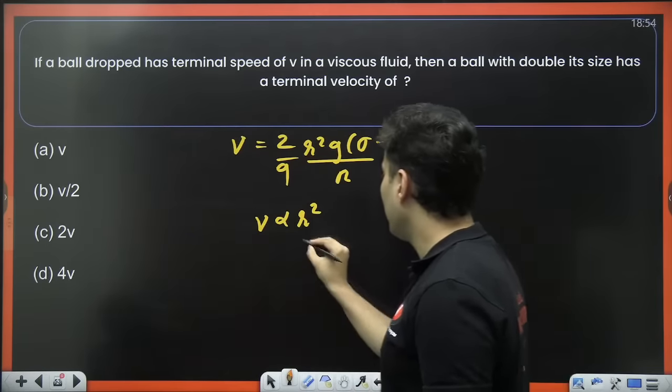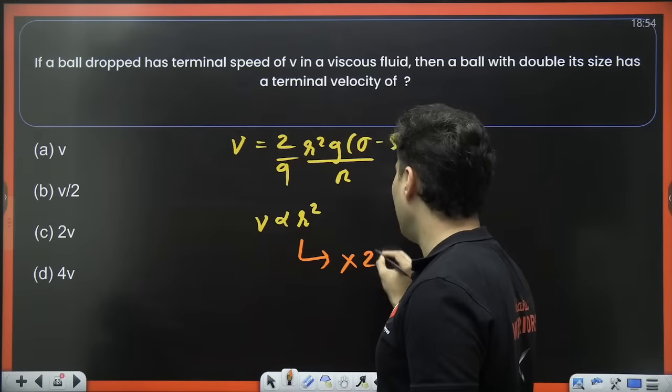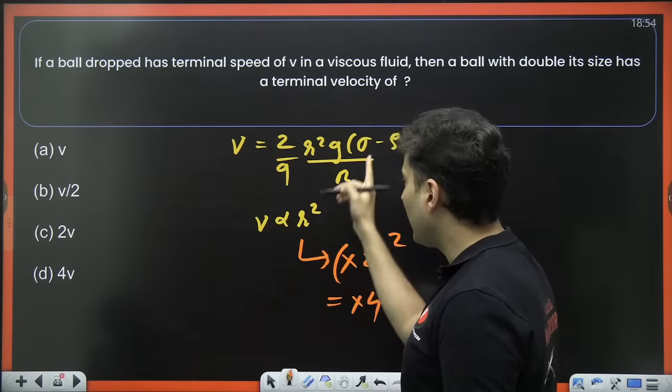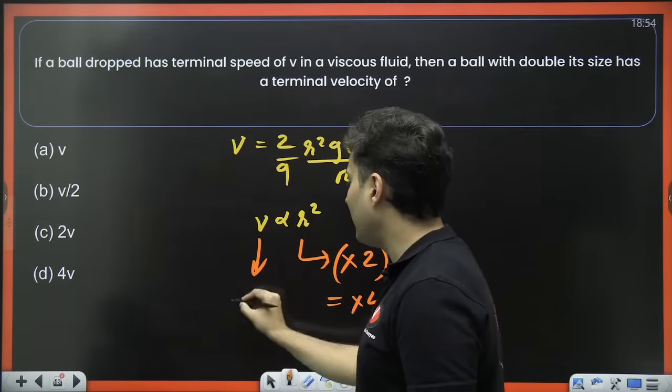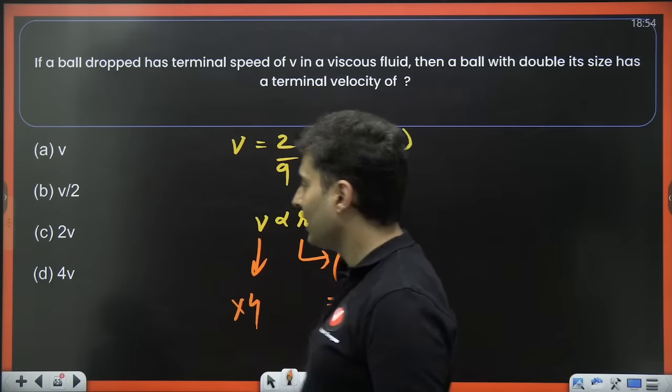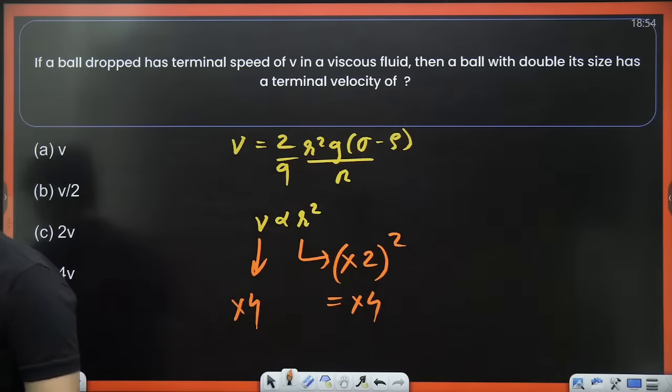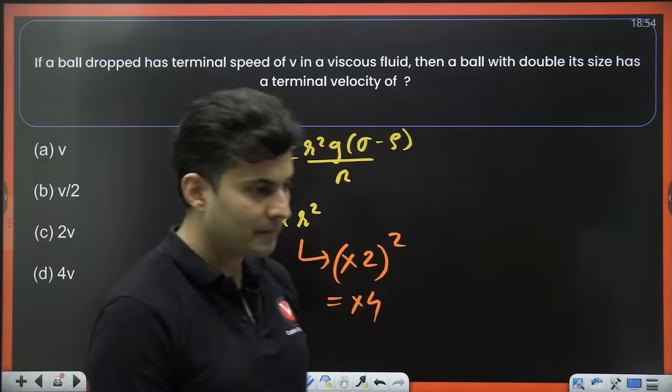So think about it. If the radius is doubled, the square of it is made 4 times. So if the RHS becomes 4 times, even the LHS should become 4 times. Hence the answer must be 4V. Very nice. Great. I hope this is very, very clear.